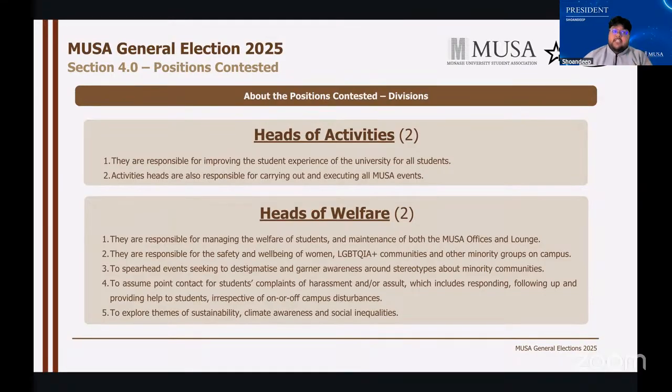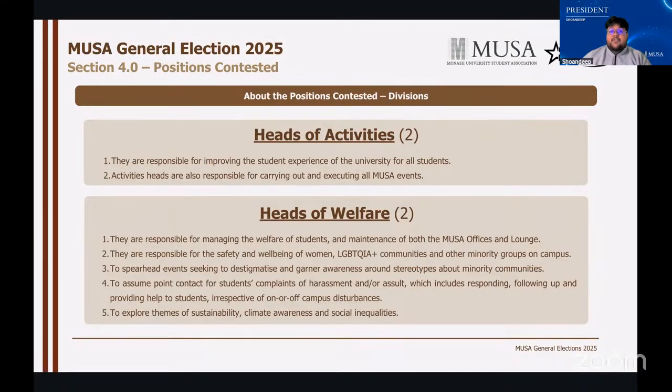So for the activities head, their job is to improve student experience within the university, and it ranges from all kinds of events. For those who are unaware, tonight there's also an event being held by MVP, which is a subdivision under activities as well. So their job is to make sure that you have an enjoyable student experience.